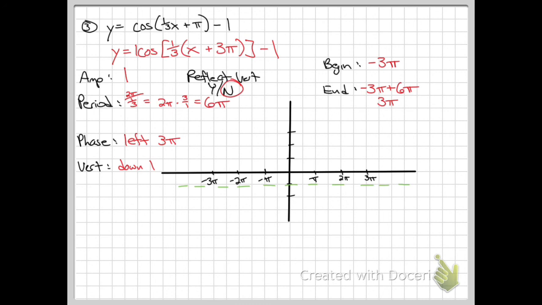Then my beginning point is at negative 3 pi, but you instantly do the amplitude, which is positive 1, up 1. My end point, 3 pi, up 1. My middle, which is easy to see, opposite, down 1. The middle of those, which don't land on whole numbers, will be on the green line. Try to make it look like a curvy wave cosine function.